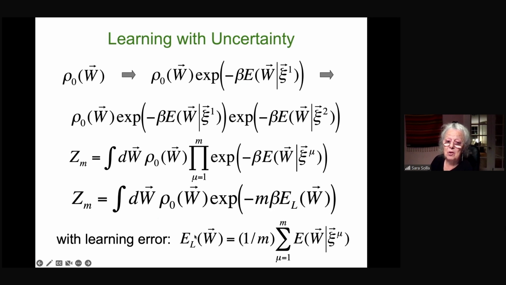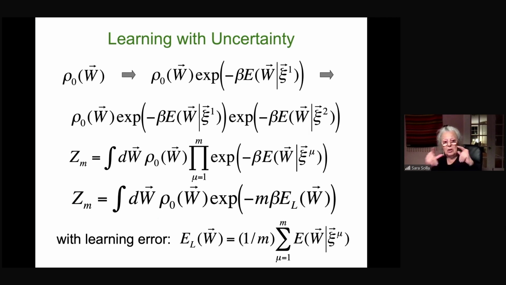And I have a factor of m because remember that I have defined the learning error as an average with the 1 over m factor. So this is the useful part of having chosen this exponential masking, which is that the product of exponentials gives me the exponential of the sum, and the sum is the learning error. So now what I have is an ensemble of networks that all started being possible with probability rho 0 of W, and now they are all attenuated by a factor e to the minus m beta times the learning error on W, where m is the number of examples and beta is my tolerance to error.